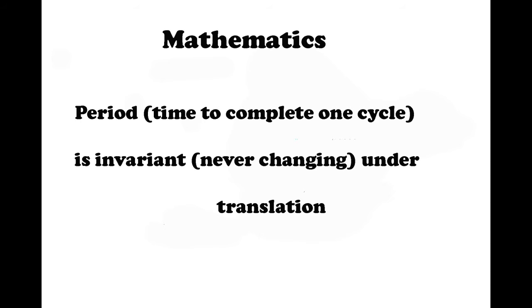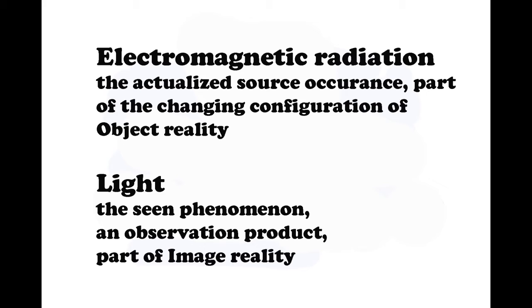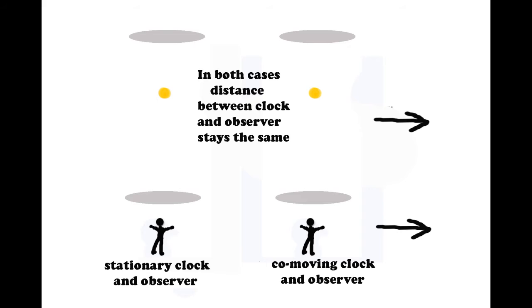Electromagnetic radiation is bounced between the mirrors, which needs to be differentiated from the seen light beam phenomenon. The unseen electromagnetic radiation is an object reality actualization. The seen light beam is an image reality manifestation.